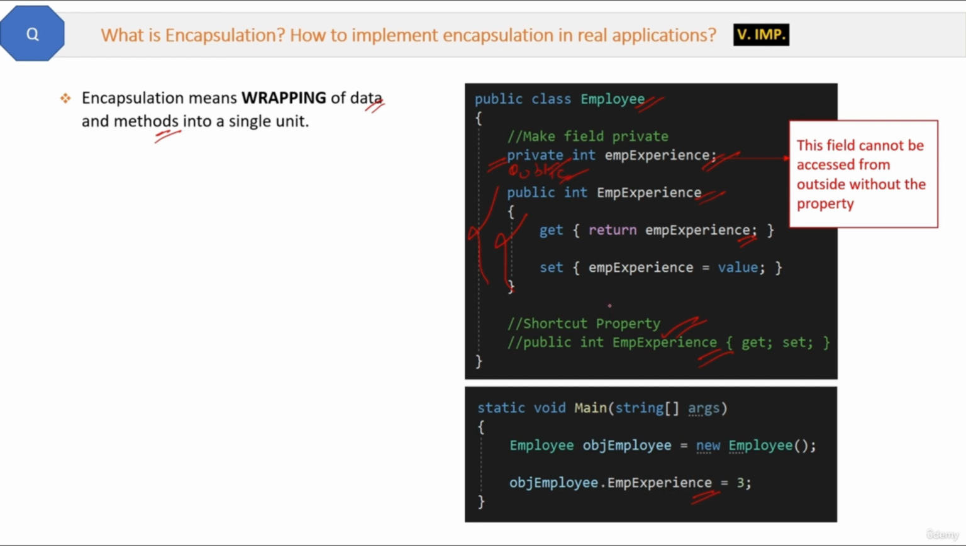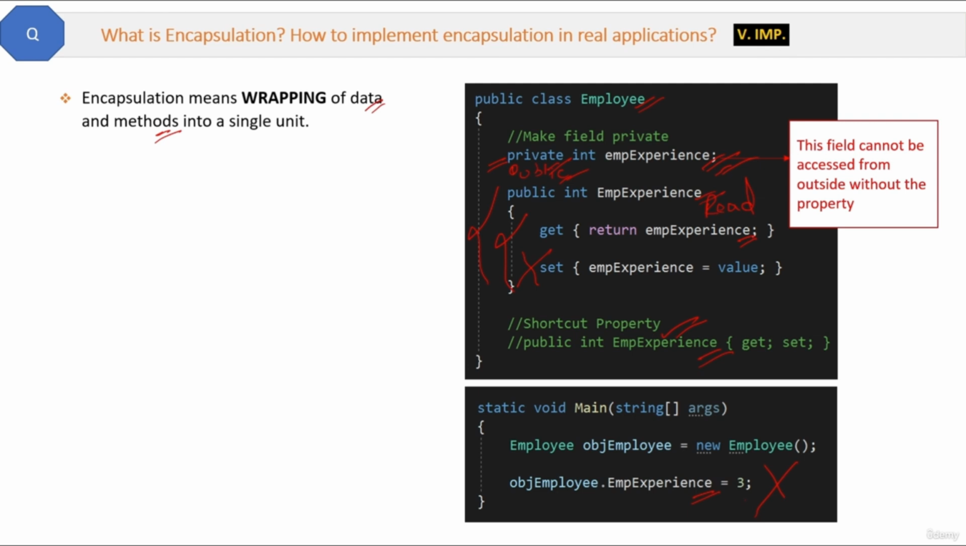For example, suppose you do not want anyone to change or set the experience. You want employee experience to be just read-only data. Now through the property, just remove this set statement from here, and then no other developer can set this data because it will be read only. That way you can secure your data with properties, but that is not possible with fields, right?